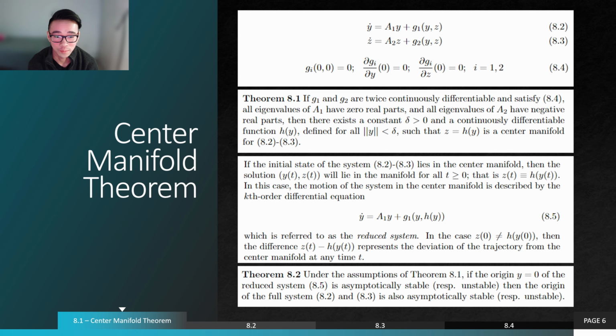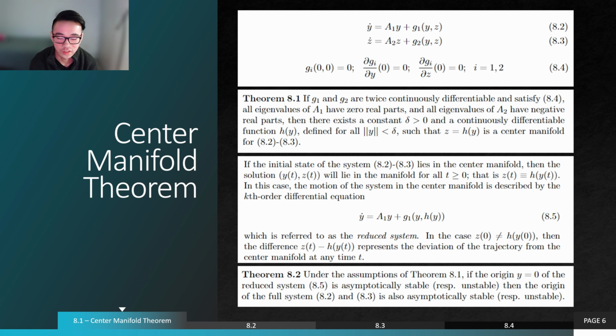Starting with theorem 8.1, if g1 and g2 are twice continuously differentiable and satisfy our conditions 8.4, all eigenvalues of A1 have 0 real parts and all eigenvalues of A2 have negative real parts, then there exists a constant delta and a continuously differentiable function h(y) defined for all norm of y less than delta, such that z equals h(y) is a center manifold. We can see this theorem says that there exists a center manifold for a sufficiently small y.